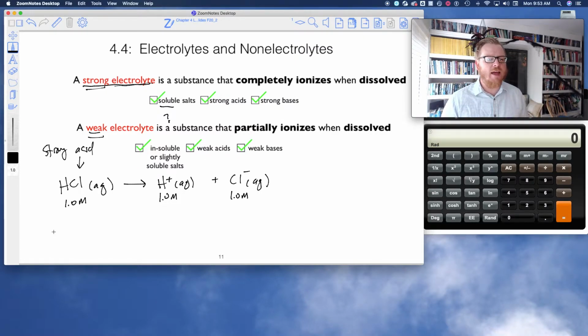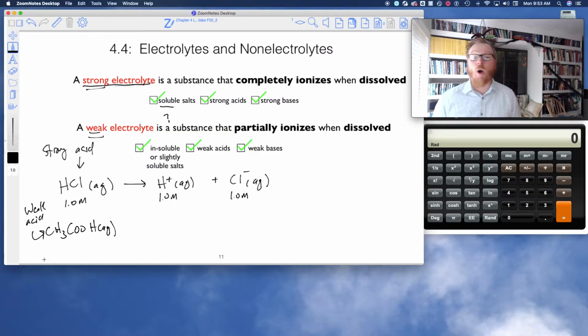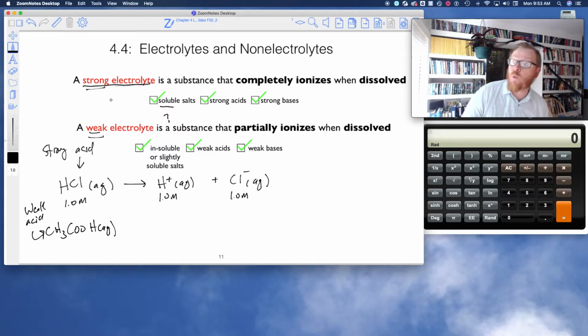What about something like acetic acid? So I'll write that down, a little differently: CH3COOH, aqueous, okay? And this acetic acid is considered a weak acid, which makes it a weak electrolyte, okay?